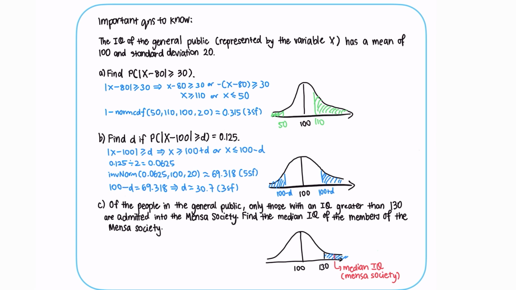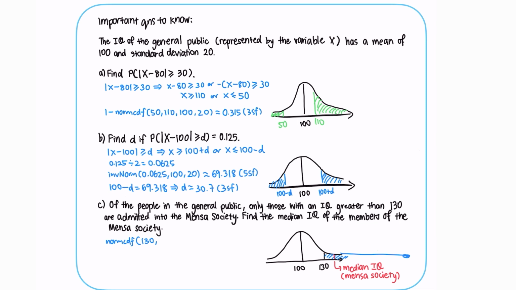We first want to find out what is the total blue area, right? Your total blue area, you're trying to find the probability, so we're going to use norm CDF. For the blue area, the lower bound is 130. So we have 130. And then your upper bound is actually positive infinity.